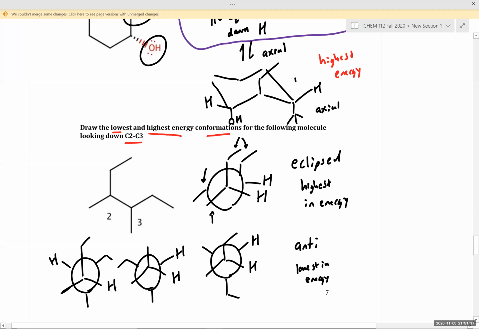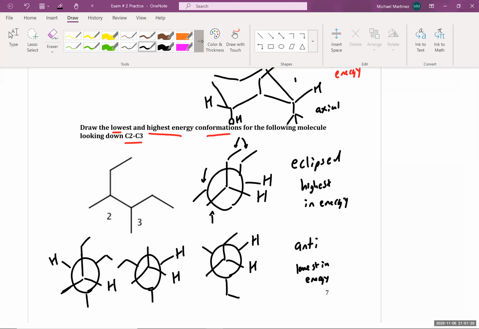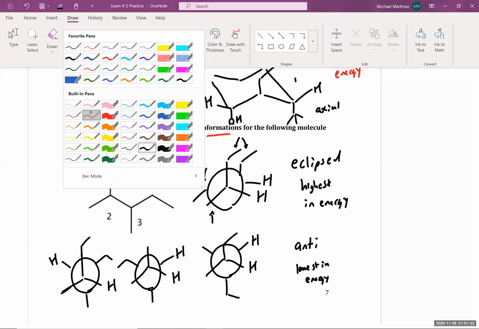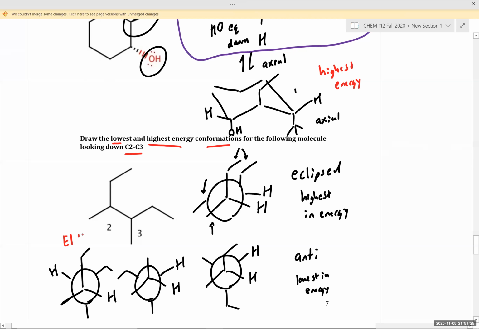So analyzing each of these possible conformations, in this first case, we have an ethyl-ethyl and a methyl-methyl gauche interaction. In the second case, we have an ethyl-methyl times 2 and a methyl-methyl. So this one's going to be higher in energy. In this case, we have an ethyl-methyl times 2, and we have a methyl-methyl gauche interaction.